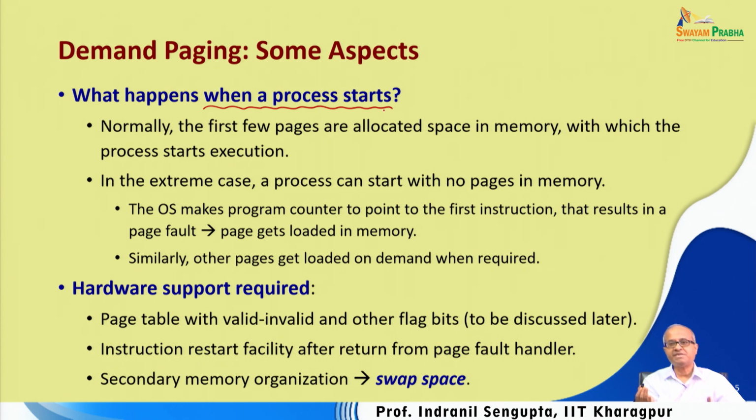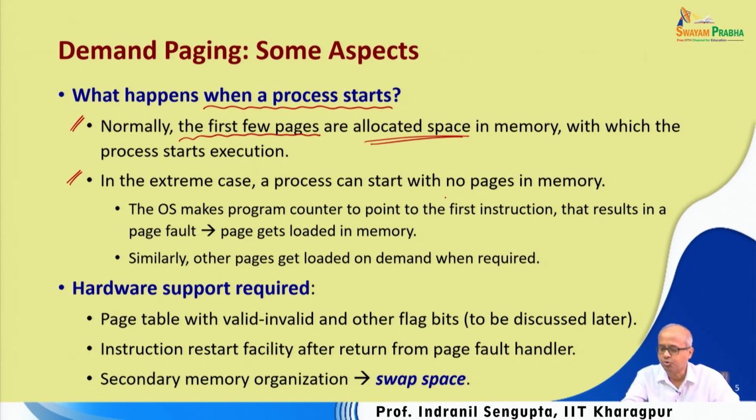See, the exact strategy can vary from one operating system to another, how the OS is configured. Normally, what happens is that when a process begins execution, the first few pages are loaded, they are allocated space in memory, with the expectation that the first few pages are the ones that will be executing first. The instructions in the first few pages will be executing first. But you also do not need to do this. The other alternative is the extreme case.